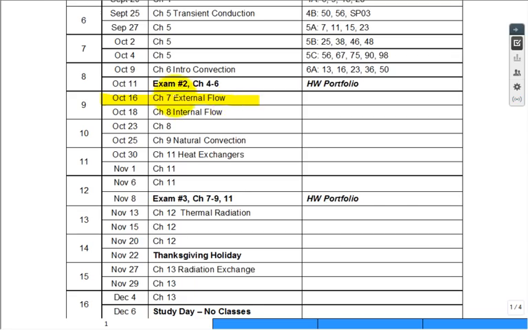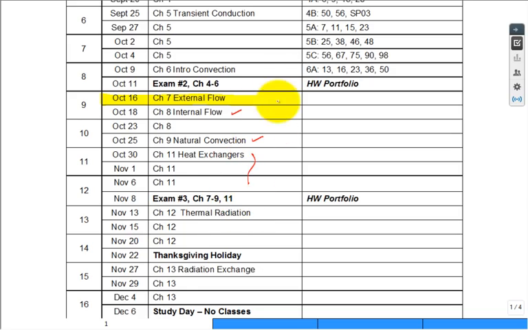Looking forward, we have chapter 7, external flow, then internal flow. So this is inside pipes and ducts. This is over cylinders, spheres, over flat plates. And then we move into chapter 9 with natural convection, then heat exchangers.